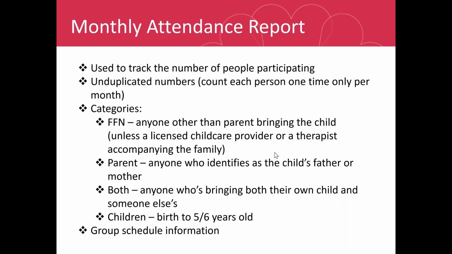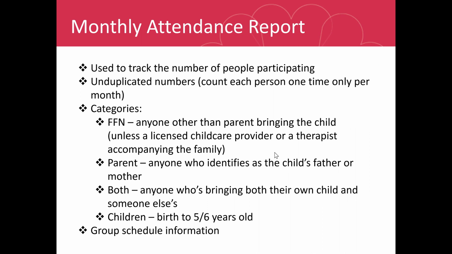And so the different categories in the report that we do are FFN, which is short for family, friend, and neighbor. So that is anyone other than a parent bringing the child. So grandma, grandpa, cousin, uncle, aunt, anyone who's a family or a friend or a neighbor. The exceptions are licensed providers or therapists accompanying that family, or a group speaker that may be visiting that group that day.